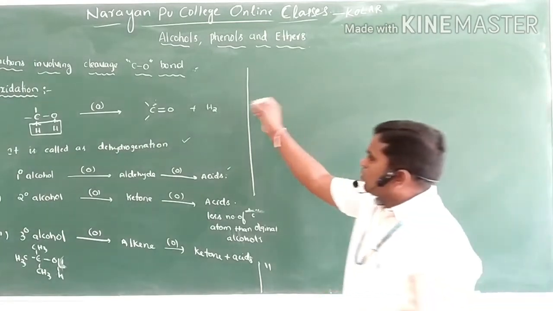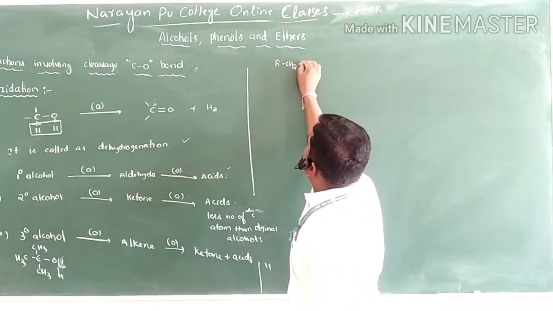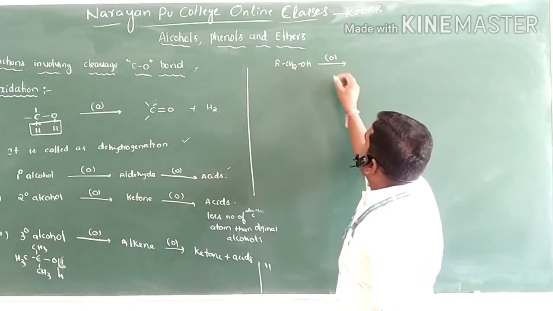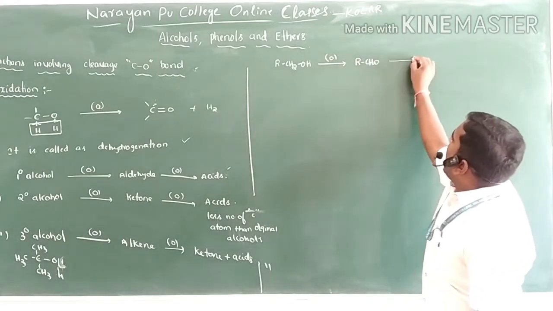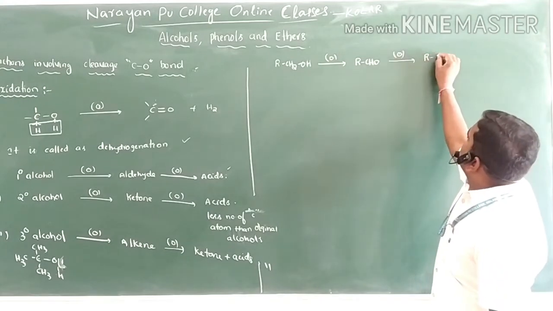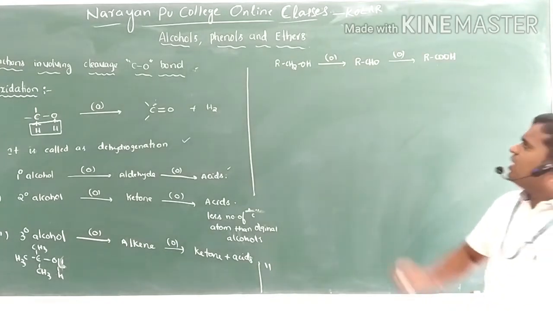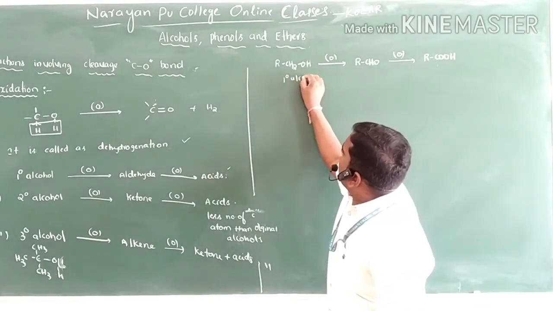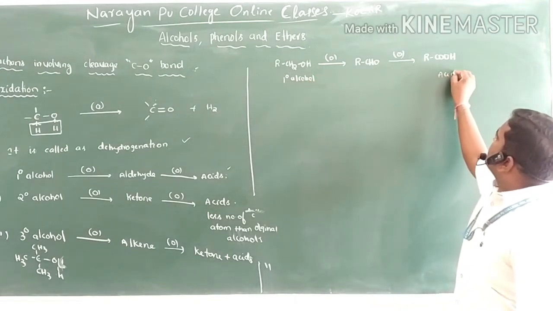Clear? And the first one, I will write primary alcohol, RCH2OH. If it undergoes oxidation, then what will we get? We will get the aldehyde, RCHO. And with further oxidation, this will be converted into acid. Means if you use a strong oxidizing agent, then primary alcohols are directly converted into acids.